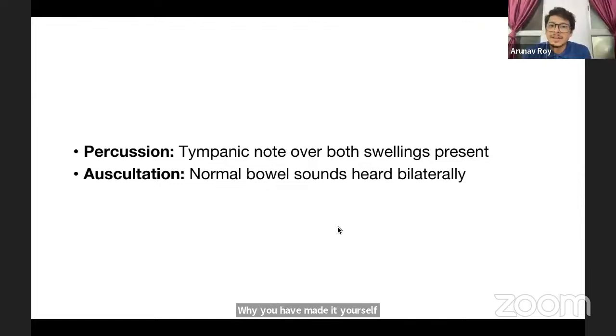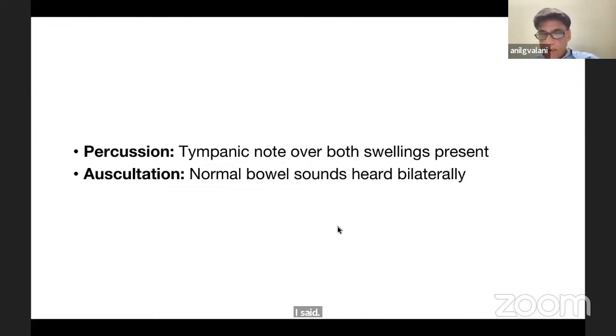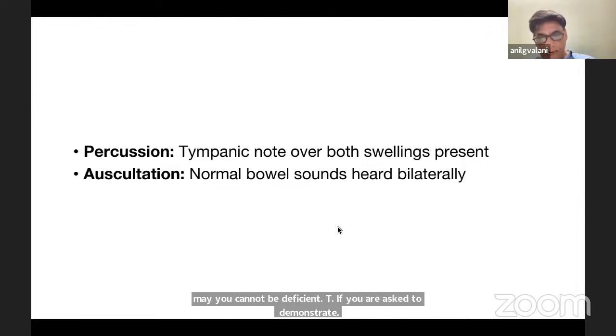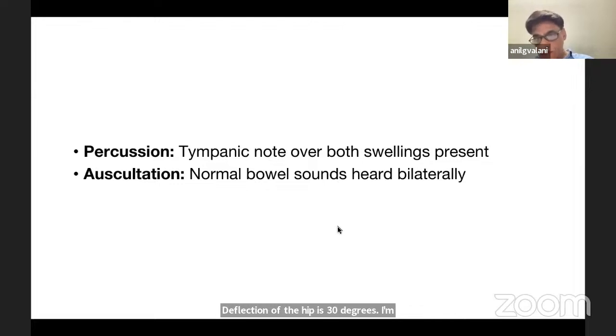I'm sorry, sir, I'm just estimating. Estimation does not work like that in the exam, my child. In the exam, the examiner will also give estimated marks. You have to be perfect. See, in clinical science you cannot be deficient. In theory a little may be acceptable. If you are asked to demonstrate, the flexion of the hip is 30 degrees. I'm telling you.